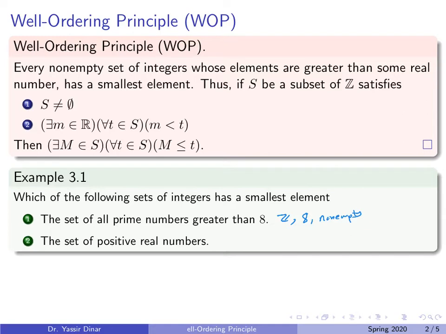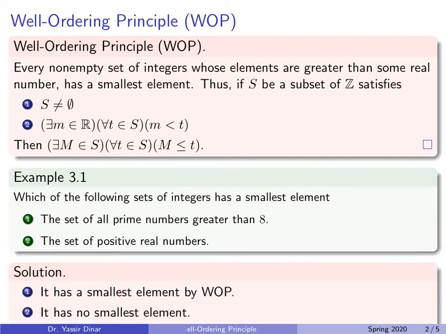The second one is bounded from below by 0, and of course it's non-empty, but it's not a subset of the integers, so I cannot use the well-ordering principle.